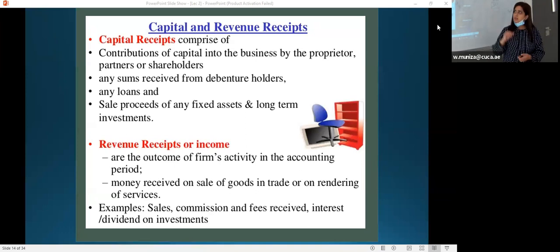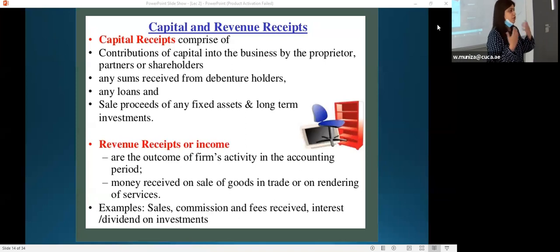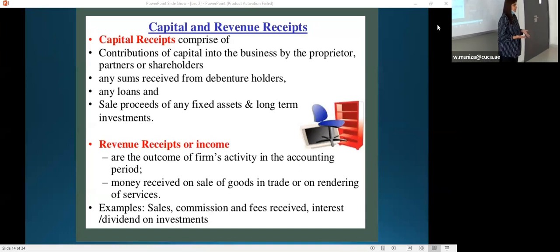Got it? They say further, any sums received from debenture holders. Students, normally companies issue shares to receive capital investments, or on the other hand, they receive loans also in order to pursue their activities. So whenever a loan is issued by the company, it is known as a debenture. So debenture holders are the persons who are giving the loan to the company. Got it? Then any loans, if the company is receiving a loan from the bank or any third party. Sale proceeds of any fixed assets and long-term investments.